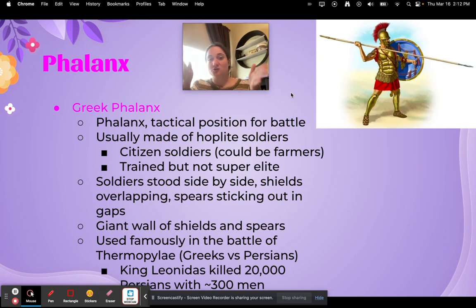What happened is the soldiers would stand side by side, and their shields would be overlapping one after the other, and then spears would be sticking out in the gaps. I'll show you a picture on the next slide. So pretty much it was a giant wall of shields and spears. It was used famously in the Battle of Thermopylae, the Greeks versus the Persians, where King Leonidas killed 20,000 Persians with only about 300 men, more or less. There are some other historical records that say he had more, but we won't get into that today.